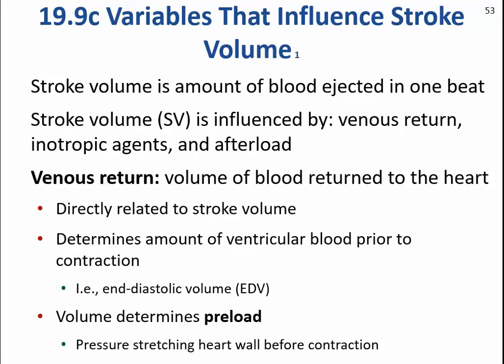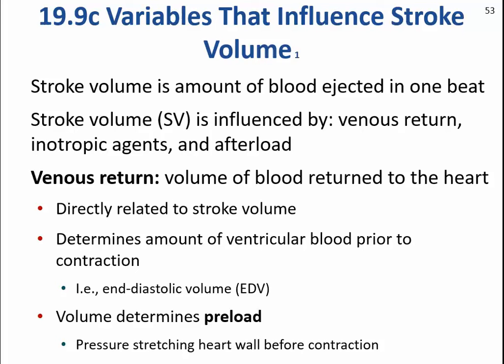Preload is really how much filling you get. You can increase stroke volume by increasing the end diastolic volume. And the best way to do that is increase venous return. More blood returns to the heart, so the end diastolic volume will go up. That can be because of time. A slower heart rate increases venous return because there's more time for blood to go back.